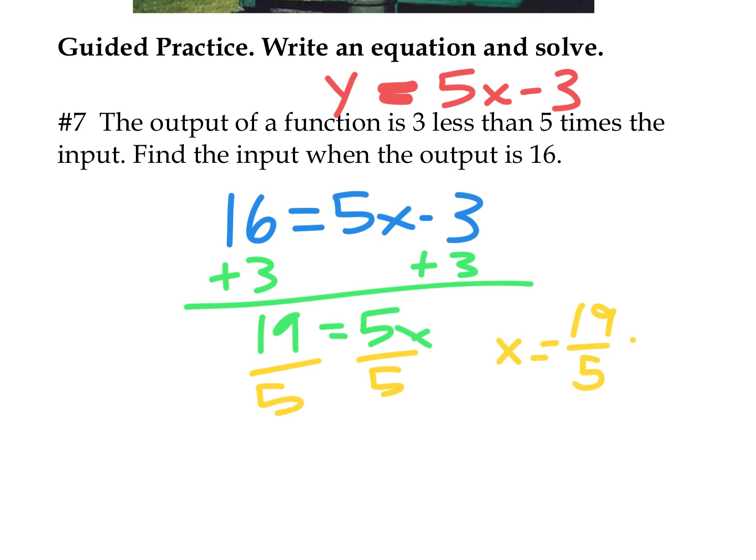You can leave it like that. We could turn it into a mixed number, 3 4/5. You can make it 3.8. Unless the directions specify some certain type of answer, 19 over 5 would be sufficient.